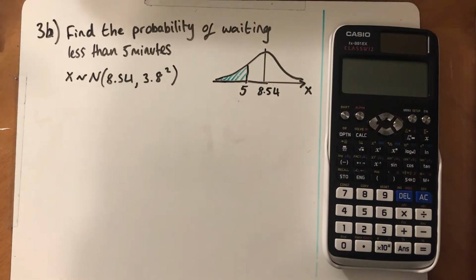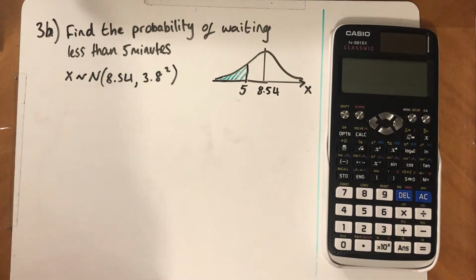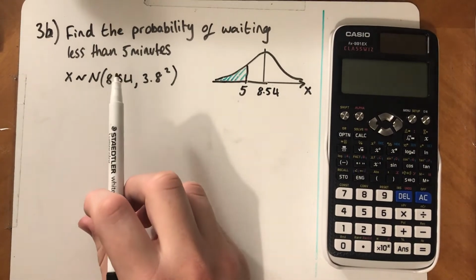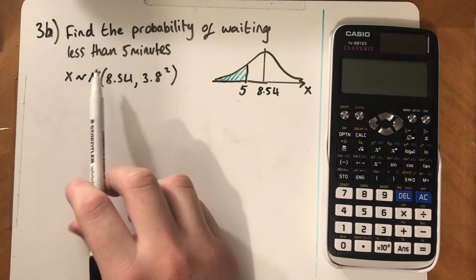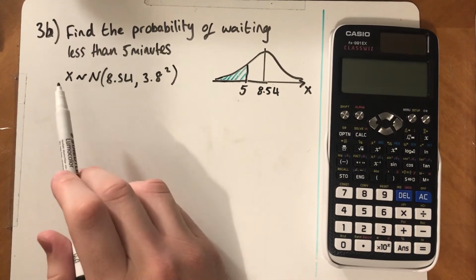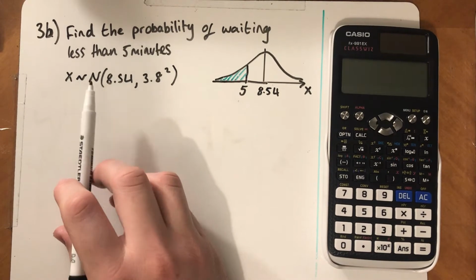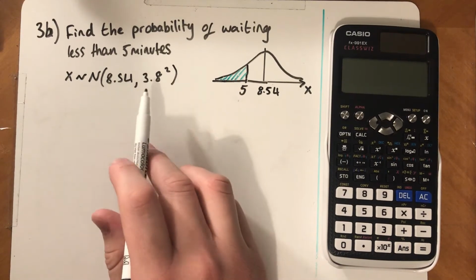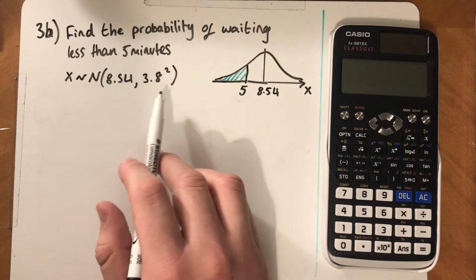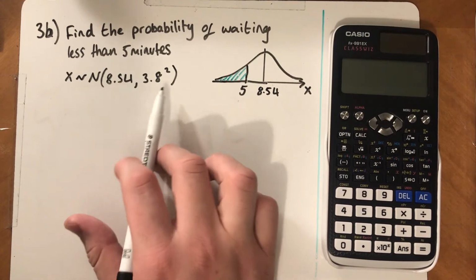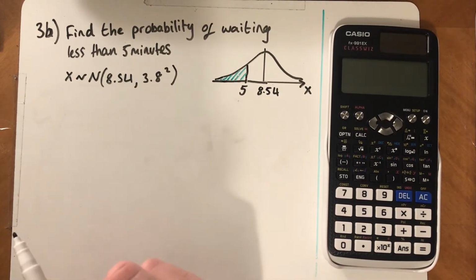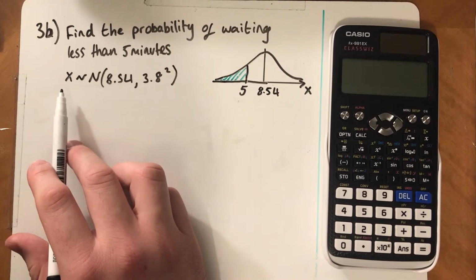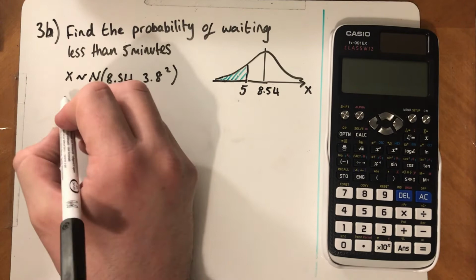Hi. So for part B of this question, we've been asked to find the probability of waiting less than 5 minutes. If you recall in part A, we obtained the mean. So now we can state that x is distributed normally with a mean of 8.54 minutes and a standard deviation of 3.8 minutes. We also know that the variance is therefore 3.8 squared. Also in part A, we stated what our random variable x is, and I can write it again here to remind you.